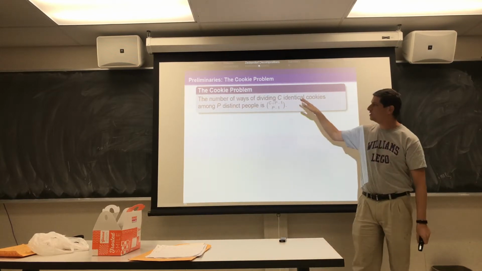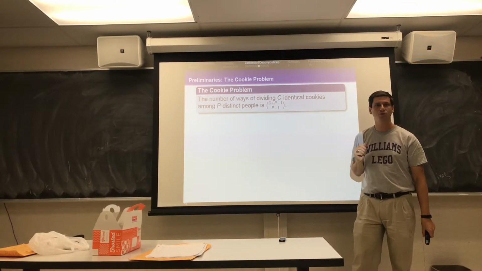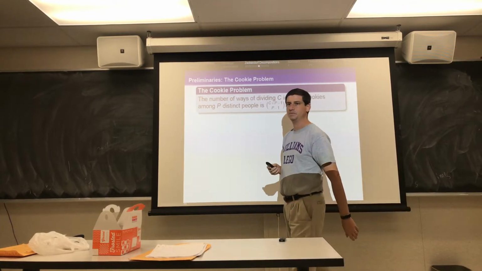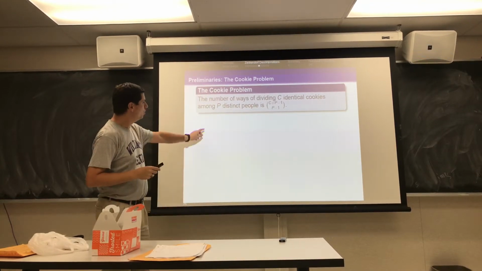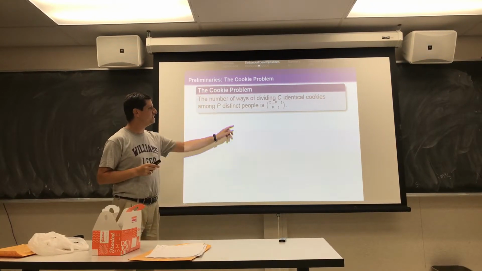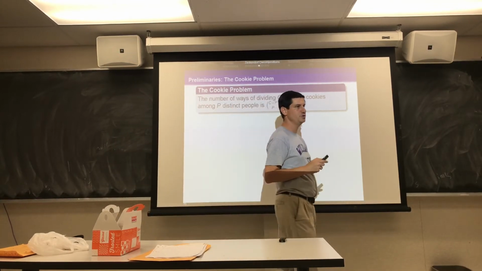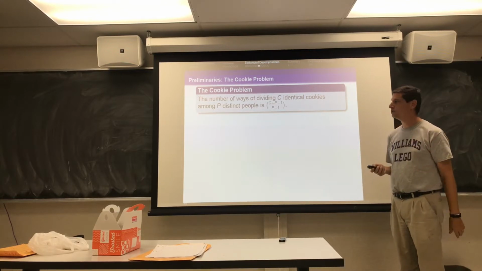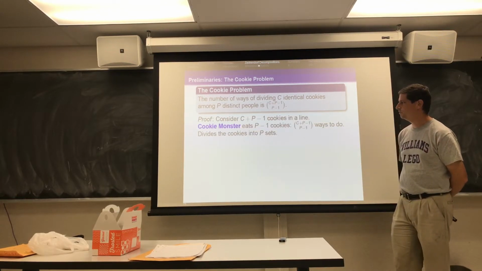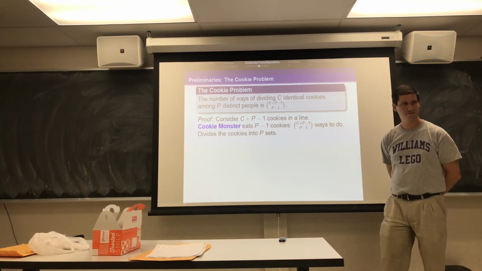But what I want to do is give you a theorem, which is a theorem in the book. This is the cookie problem, which we describe in the book, because I love this mathematics. I love this way of looking at problems. So the number of ways of dividing C identical cookies among P distinct people is C plus P minus 1 choose P minus 1. And this is extremely useful for solving a lot of these problems. And so here's the proof. Imagine we have C plus P minus 1 cookies in a line.